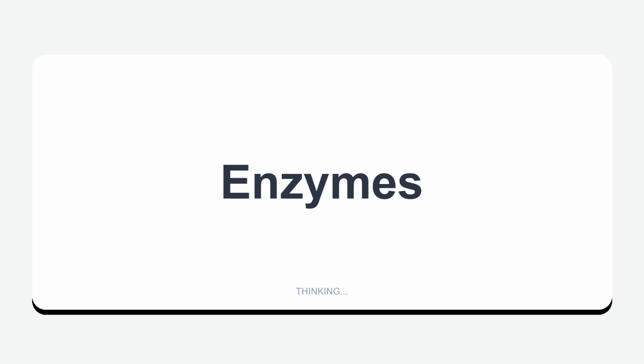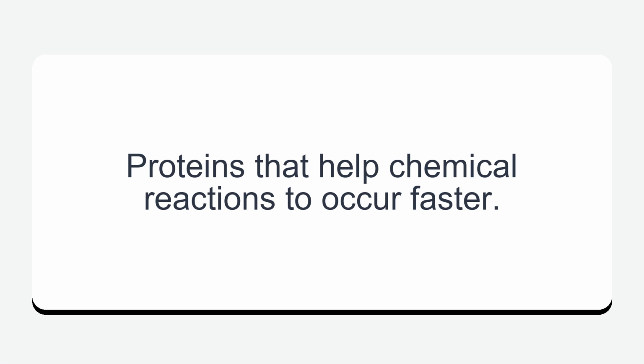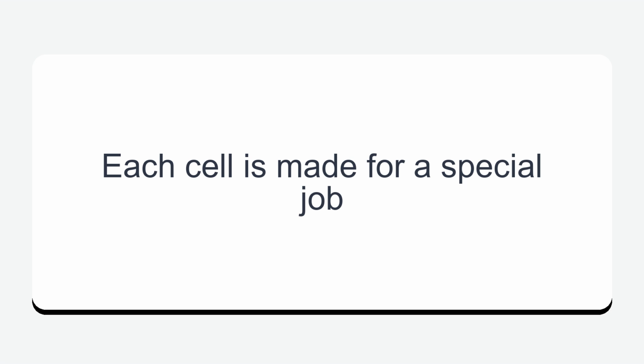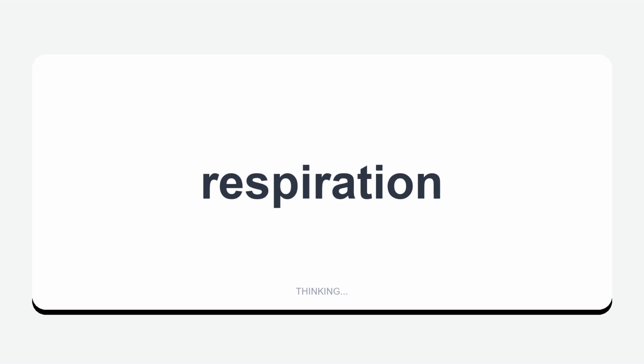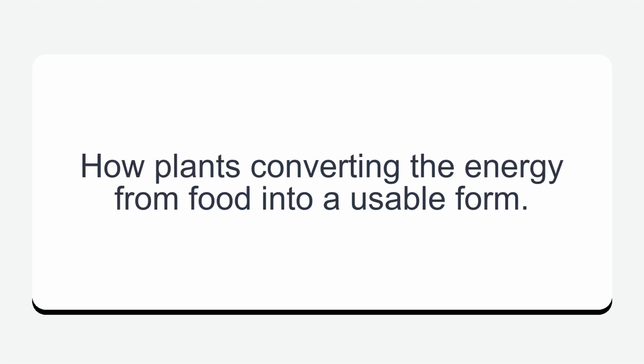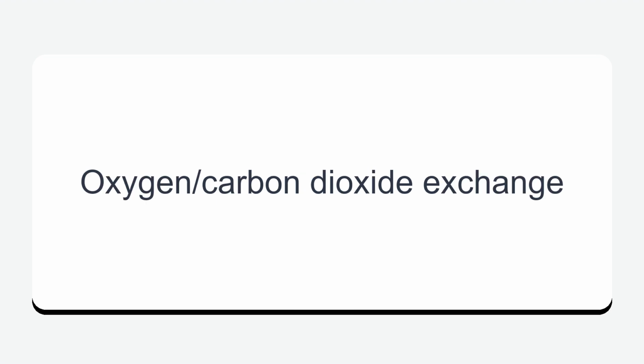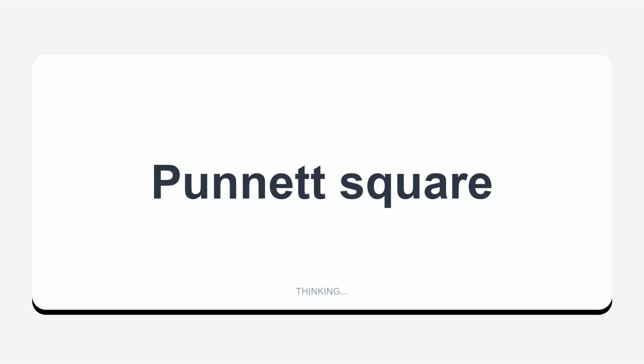Enzymes. Proteins that help chemical reactions occur faster. Specialized. Each cell is made for a special job. Respiration. How plants convert the energy from food into a usable form. Respiratory. Oxygen/carbon dioxide exchange.